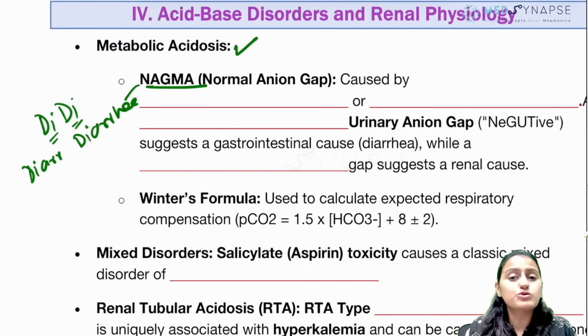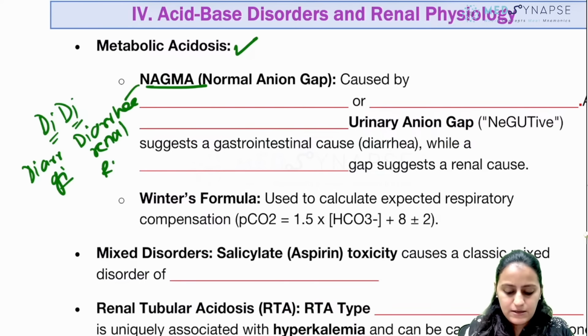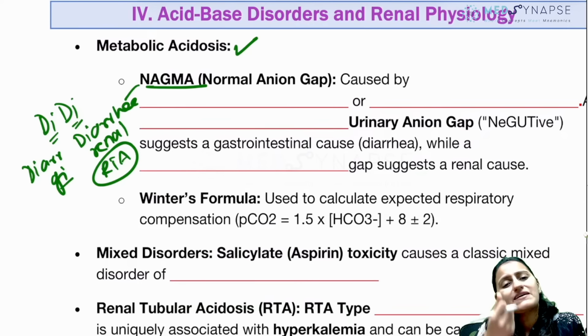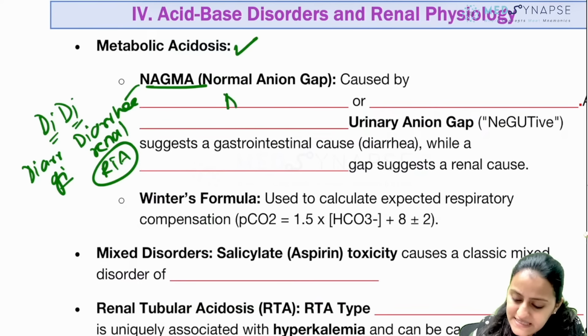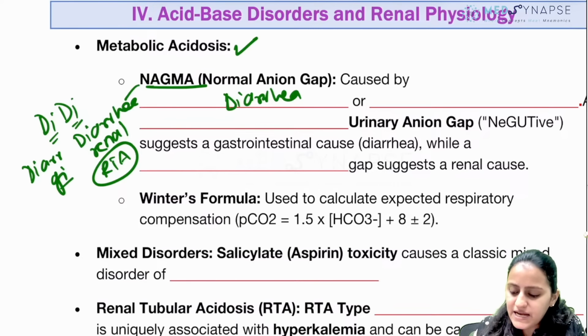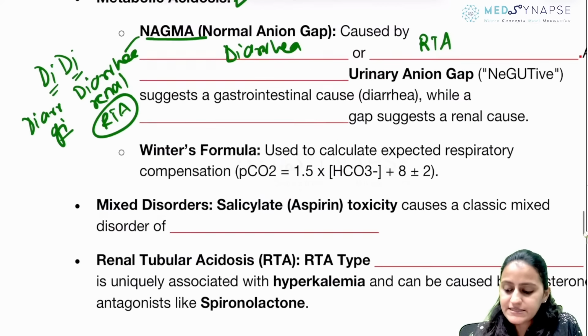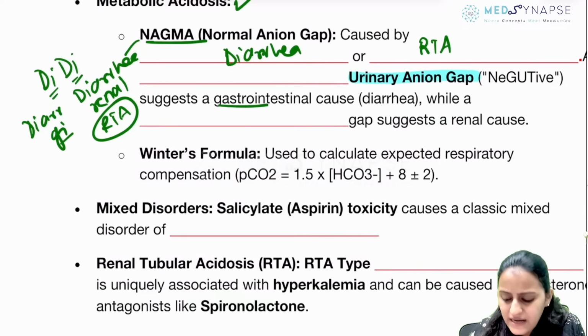What are the two kinds of diarrhea? One is the GI wala normal diarrhea and the other is the renal diarrhea, which is renal tubular acidosis. Renal tubular acidosis is where the tubule is defective and that is why there is diarrhea happening from the tubule. So remember, it is diarrhea, that is the normal GI diarrhea, or it is renal tubular acidosis. Okay? What helps you differentiate the two is urinary anion gap.